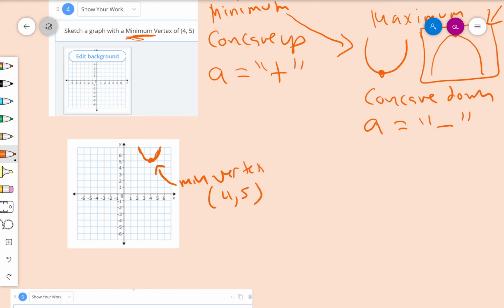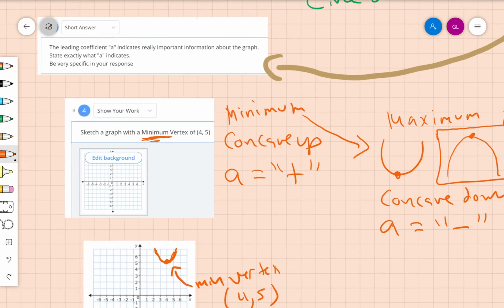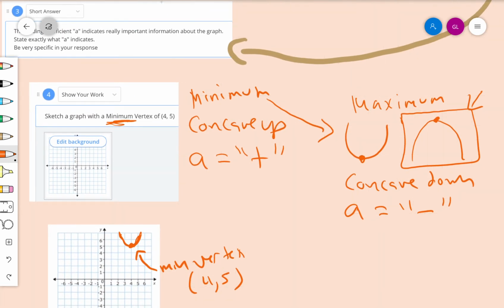So that was question 4. Just a minimum vertex of (4, 5), but we understand that for it to be a minimum, it has to be concave up because it's the lowest point on the graph. And in order to have a lowest point on the graph, your A has to be positive. So all those different factors come into play looking at this particular question.